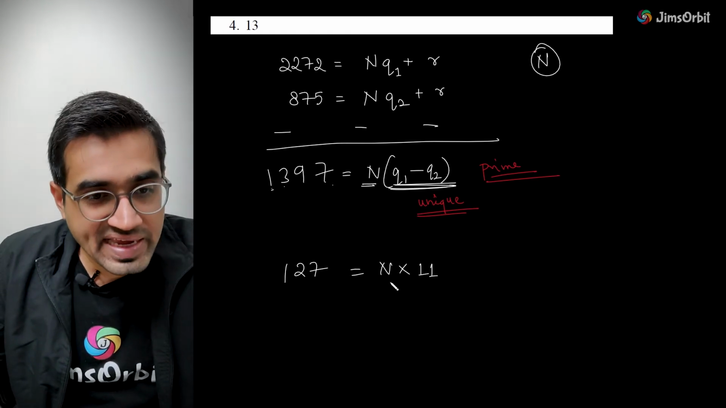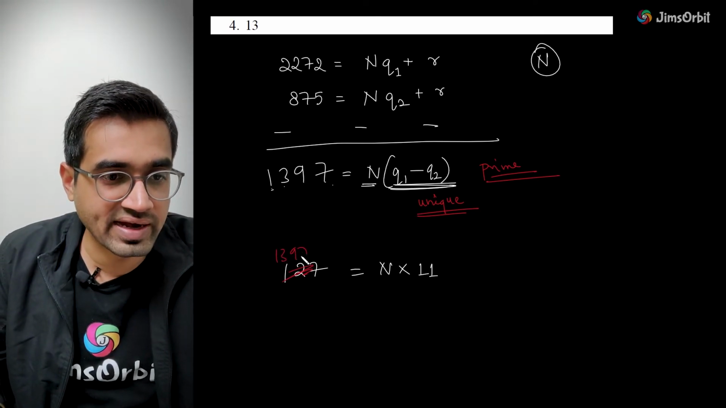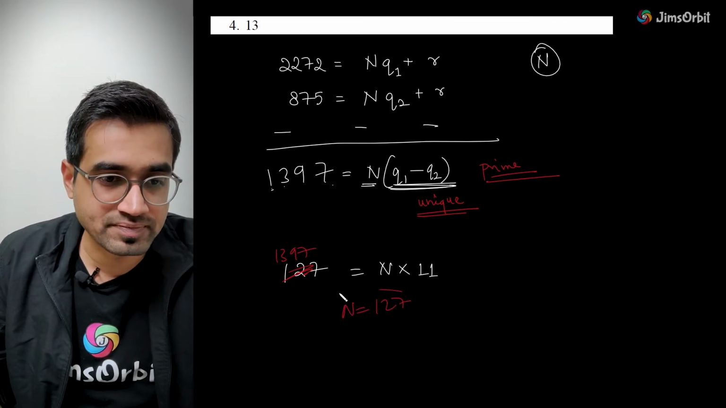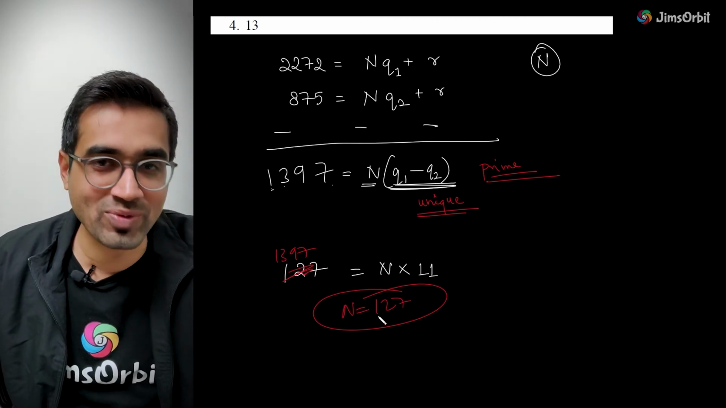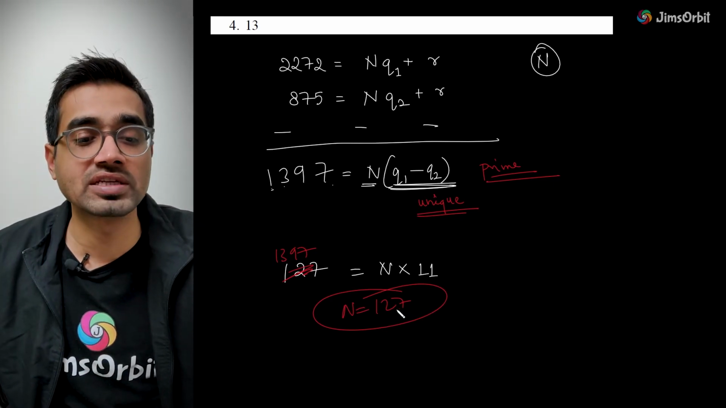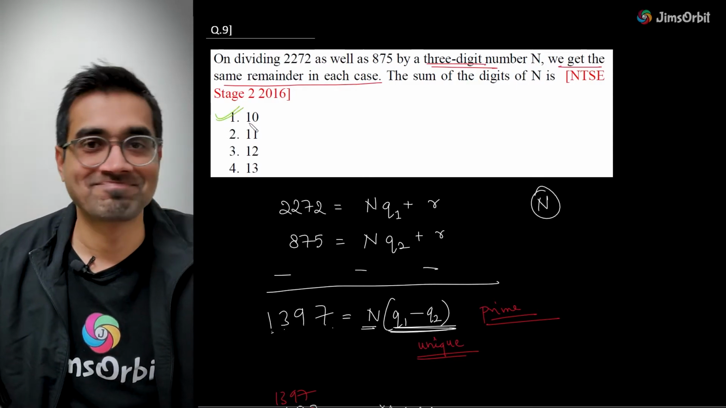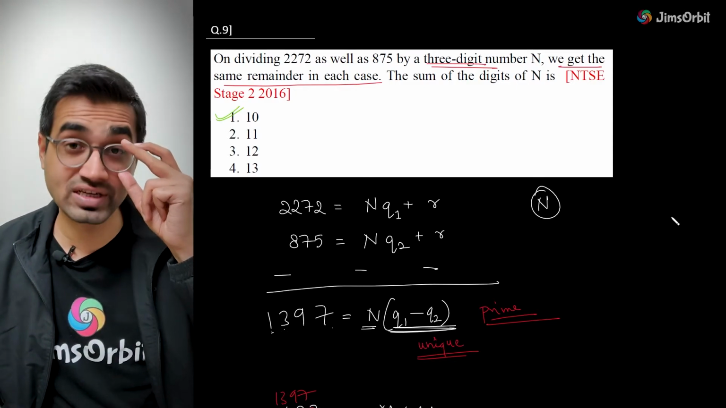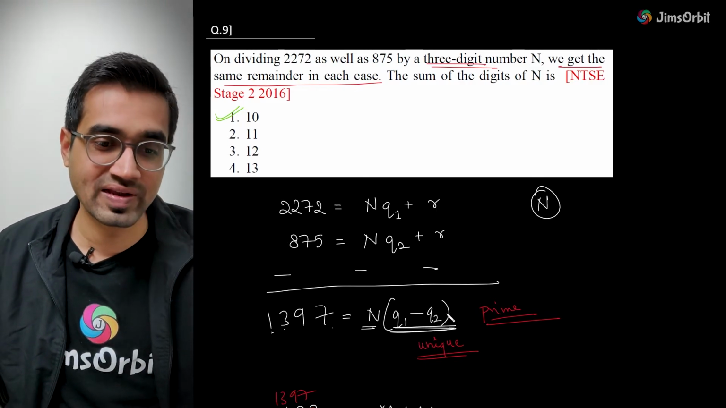Okay. So if I take n into 11, I get this as 1397 and n will become 127. So n is 127. This is a 3-digit number. It works out to be perfectly fine. So the sum of the digits is 10. So the answer is option number 1. I was just about to miss it. But then I realized that this is not possible unless this is unique.